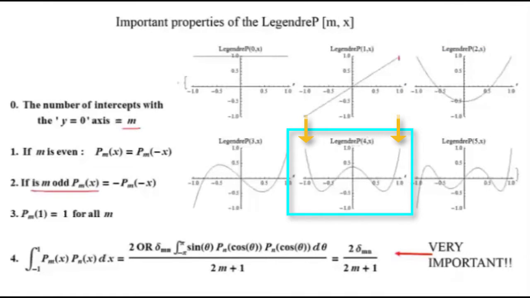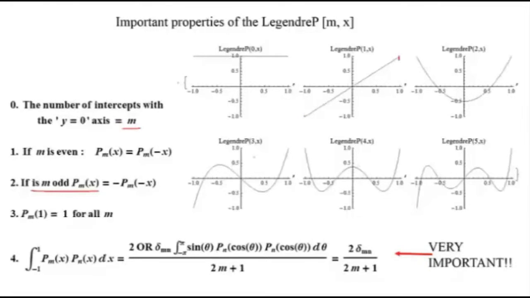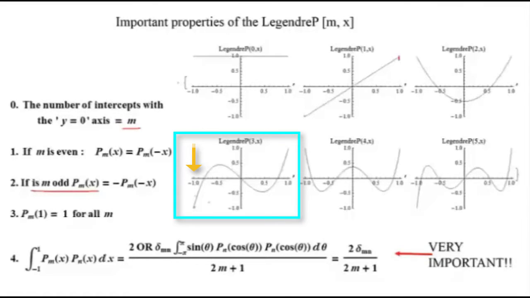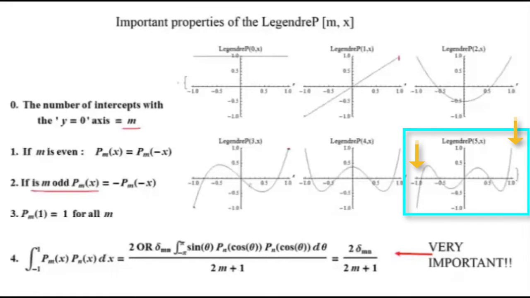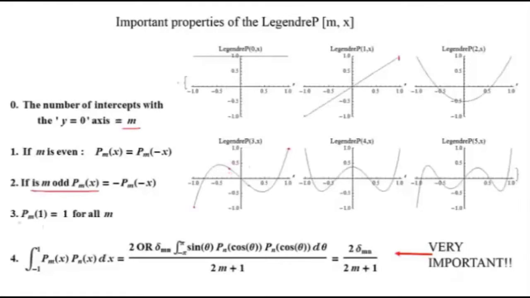So here's 4, you can see that it mirrors about this axis. In contrast, if it's odd, then you basically flip the sign so that this is equal to minus this value here. So if you go right here and go roughly here, you get the opposite sign. If you go to x equal 1, it will always equal 1 for all of these. So if you go out here, you get a 1, here you get a 1, here you get a 1, and so on. So at x equal 1, all of the polynomials are equal to 1.